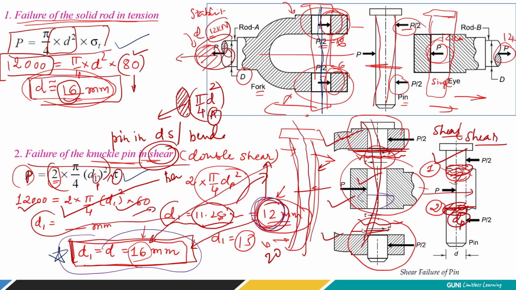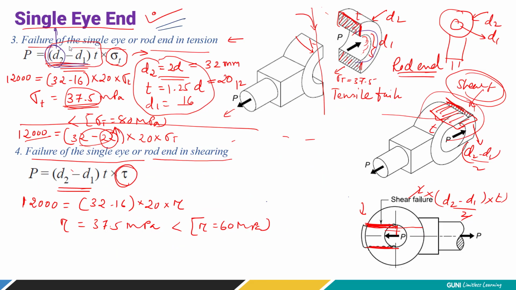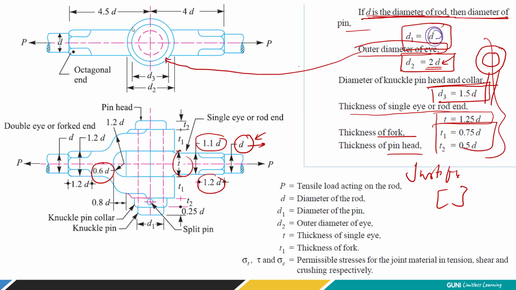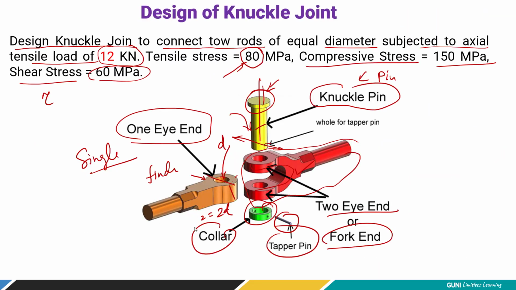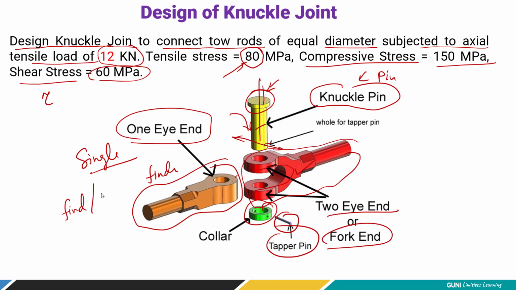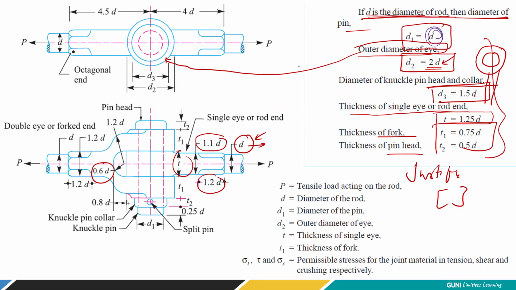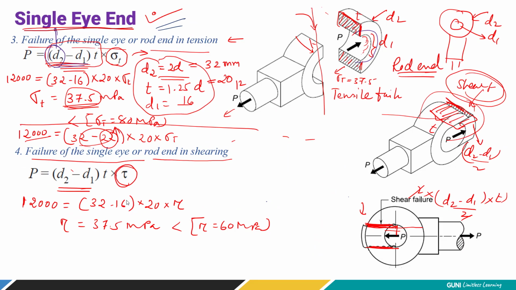Right? Now let's talk about the single eye end. अब single eye end कौन सा है, ये वाला. This is the single eye end, right? So this is the single eye. उसके सारे डायमेंशन हमें क्या करना है, फाइंड करने हैं या फिर लेकर उसको क्या करना है, we have to justify it, right? So let's talk about the single eye.